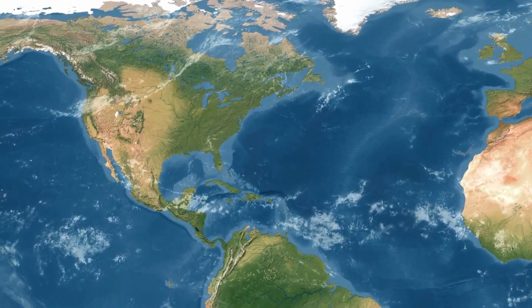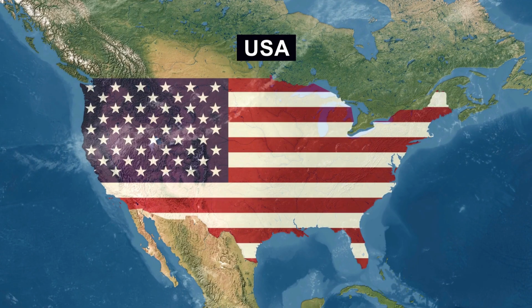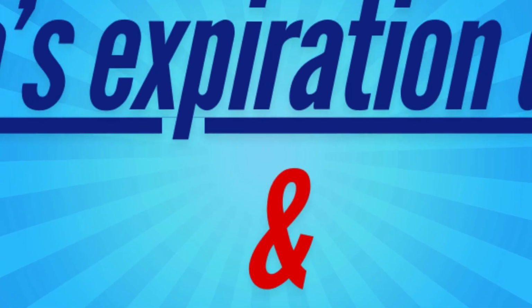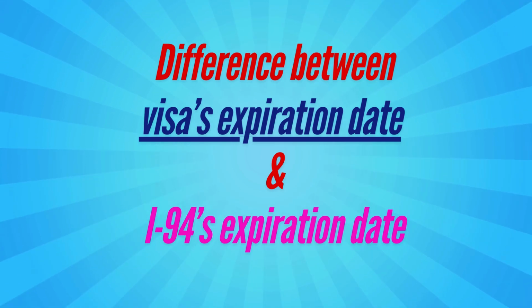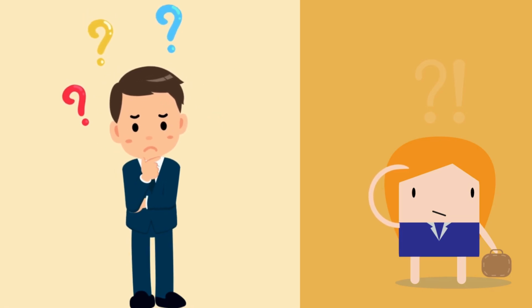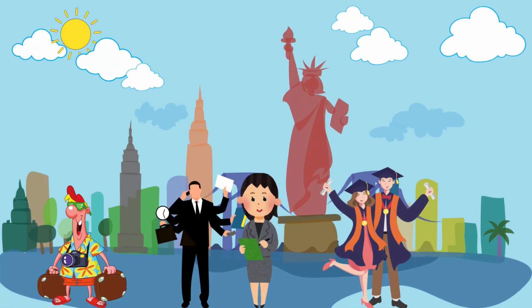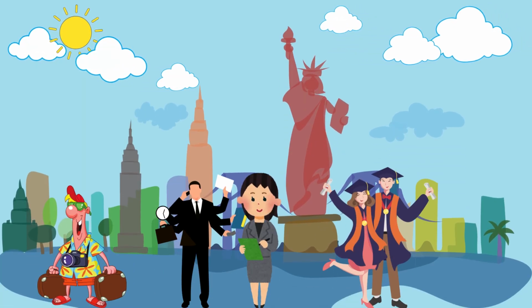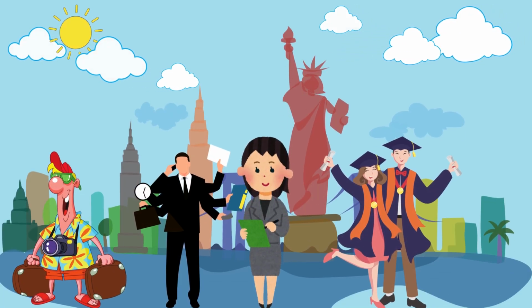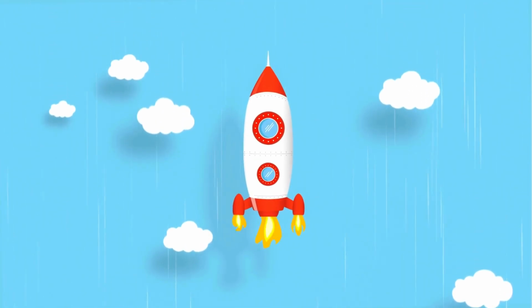Friends, are you planning to visit the United States or stay there for some time? Here's something you must understand: the difference between your visa's expiry date and your I-94's expiry date. Confused? Don't worry, you are not alone. Whether you are on an H-1B, L-1, F-1, or B-1, B-2 visa, understanding how these dates work is absolutely essential. So let's break it down together and let's get started.